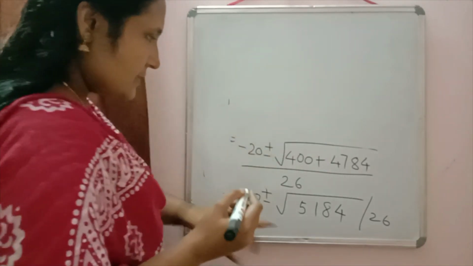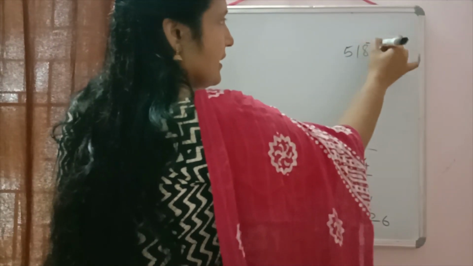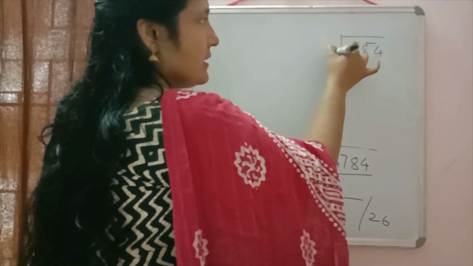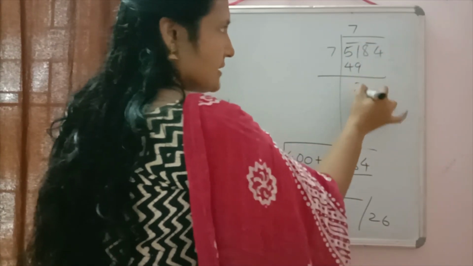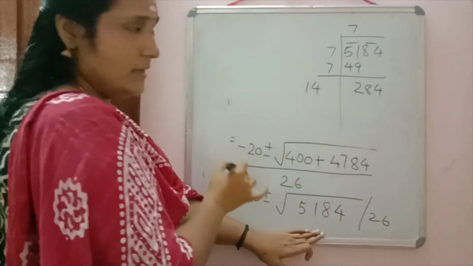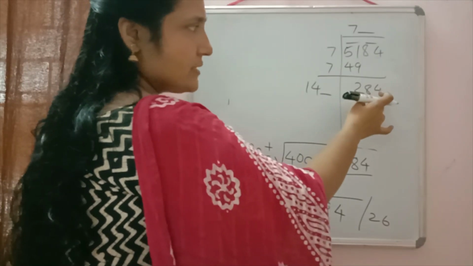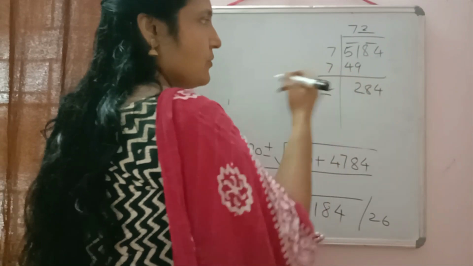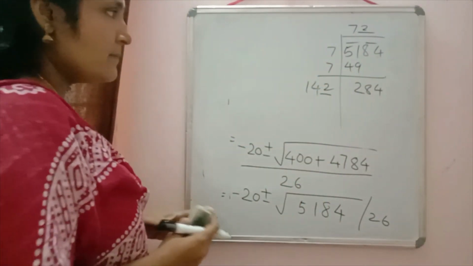Now we have to find out the square root of 5184. Square of a number less than or equal to 51: 49. So 7 sevens are 49. 51 minus 49, 2, bring down 84, 7 plus 7 will be equal to 14. Whatever number comes here, the same number should come here also. And since 4 is there, either 2 or 8 will come. 8 will be bigger, so obviously 2 only will come there. So the square root of 5184 is equal to 72.